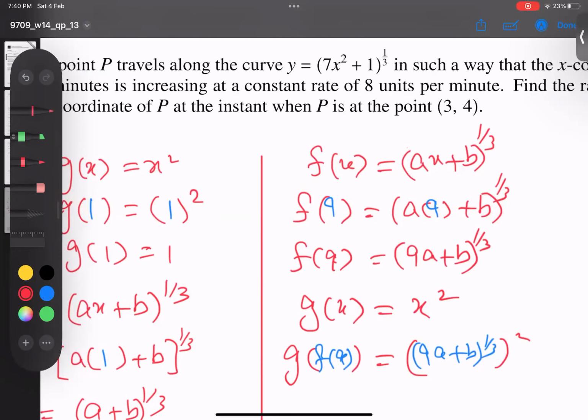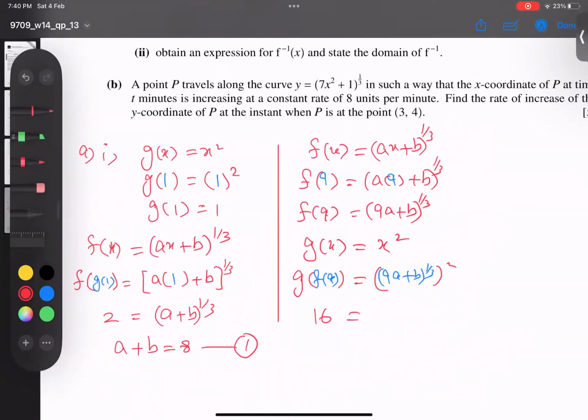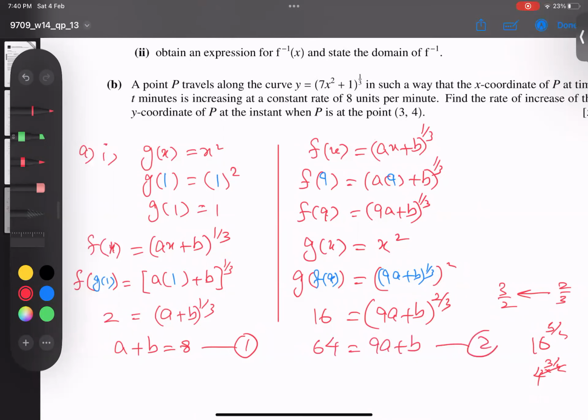According to the rule, you know fg of 9 equals 16. So here 16 will come, and here (9a + b) to power, and power to power, what happened? 2 by 3. When this 2 by 3 goes to the other side, it becomes 3 by 2. So 16 to power 3 by 2 becomes 4 to power 3, which is 64. Let me check again: 4 to power 3, yes, 64. So 64 equals 9a + b, equation number 2 ready.